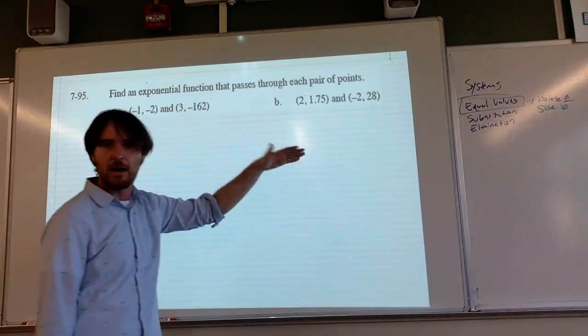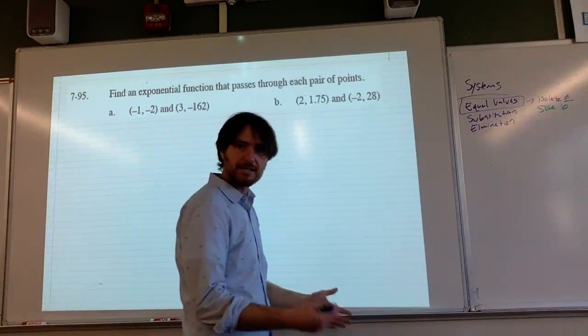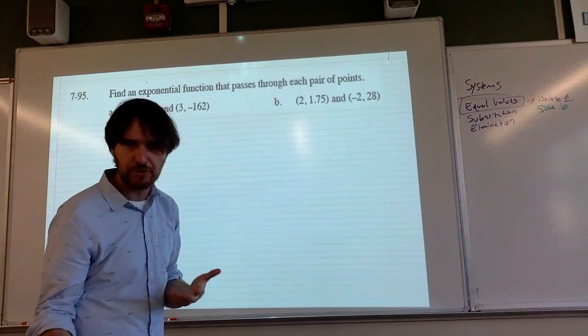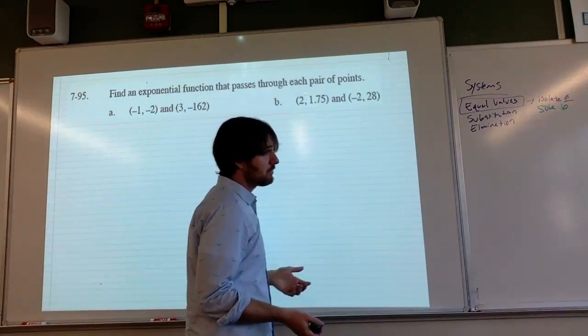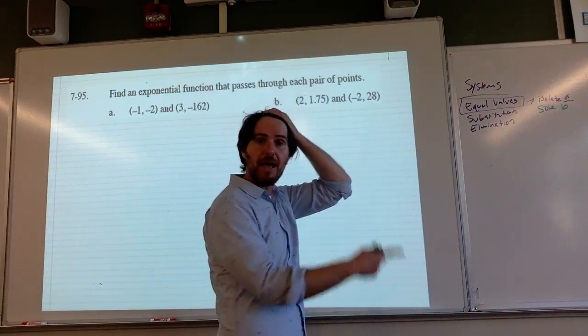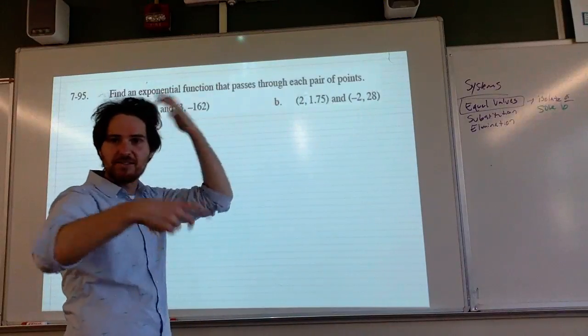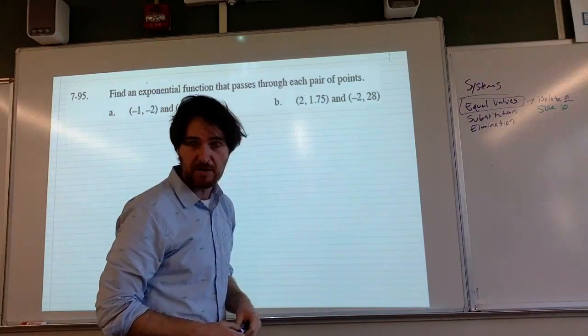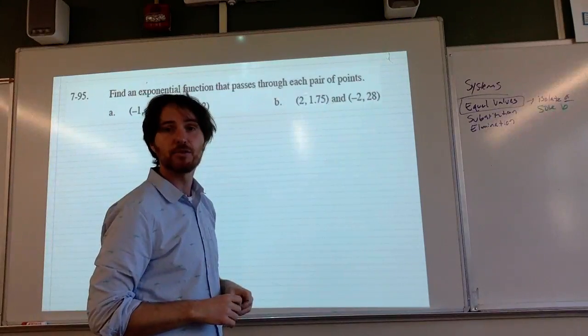Isolate a on both equations. Once you get it isolated, you can set the two things that have b in them equal to each other because they both equal a. Solve for b. And then once you have b, you can plug it back into one of the original equations you had. Solve for a. Boom, you've done the system. Then you just plug a and b into y equals a times b to the x. Voila, you have the answer to the problem.